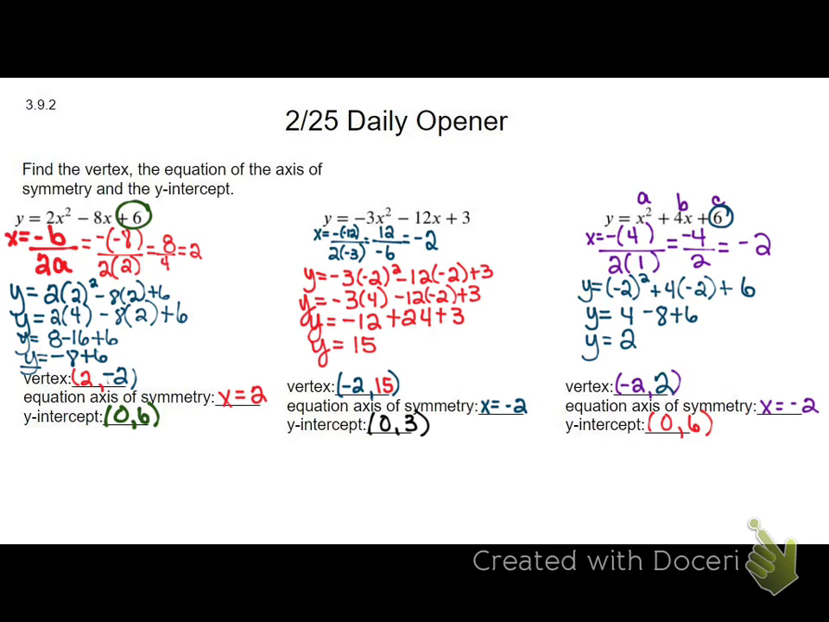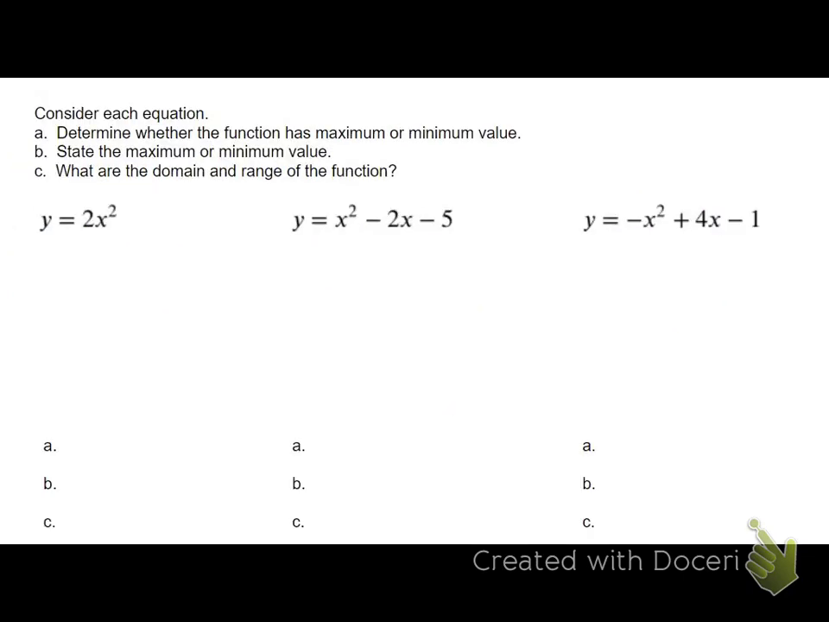Questions on the front side? All right, let's flip it over and take a look at the back. Okay, the back side. Consider each equation. Determine whether the function has a maximum or a minimum value. Then we're going to state what that value is. And then you're going to tell me the domain and range of that function.